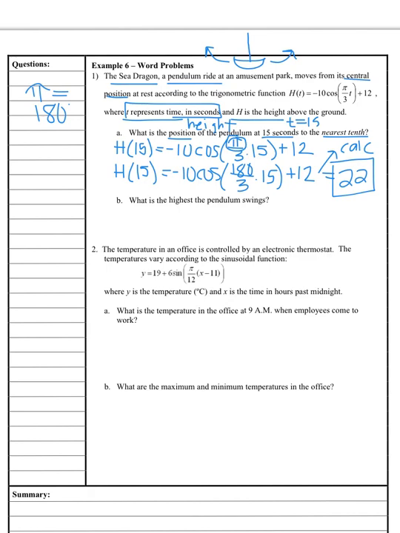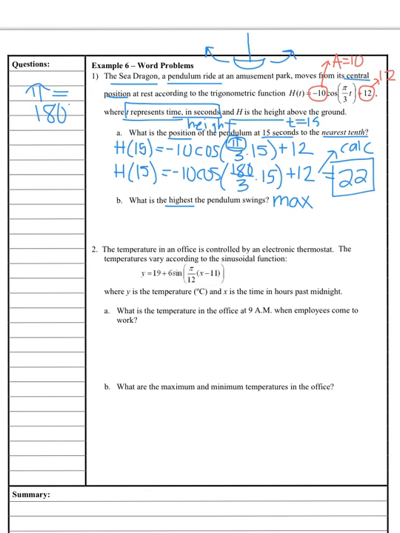Okay, so the next question is, what is the highest the pendulum swings? So basically if they're asking you for the highest, it's asking what's the max value? So if we look at our equation, let's see what we can identify. This number in the front is the amplitude. So the amplitude is equal to 10, and your shift line is 12.